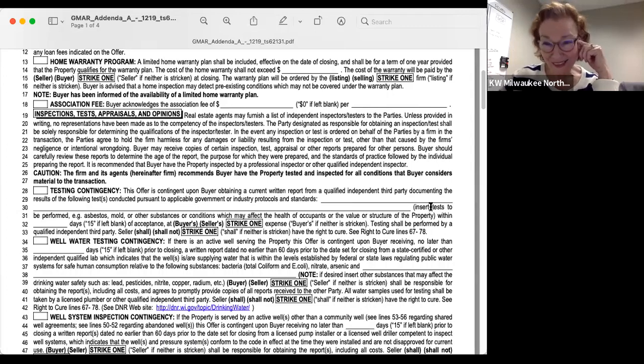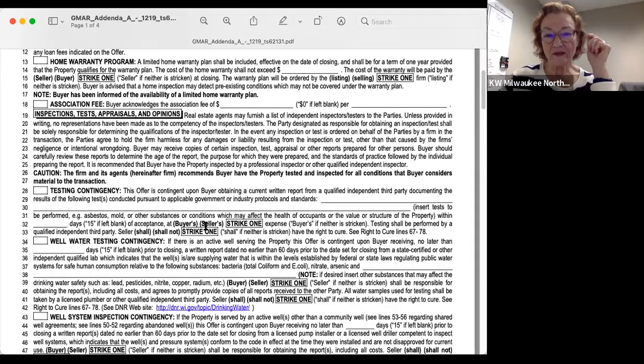So it says, again, insert tests to be performed like asbestos, mold, or other substances or conditions which may affect the health of the occupants or the value and structure of the property. So twice they're saying put the actual tests in and don't just say any test recommended by the inspector. And within blank days, 15 is good.